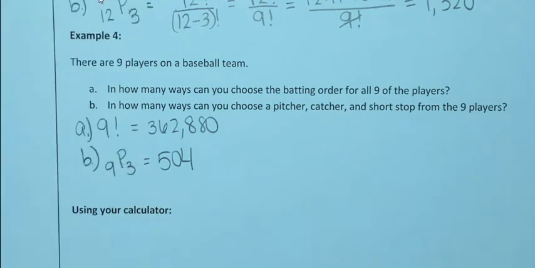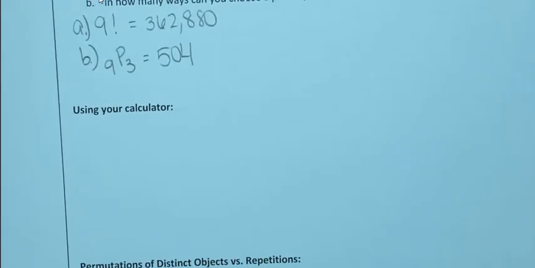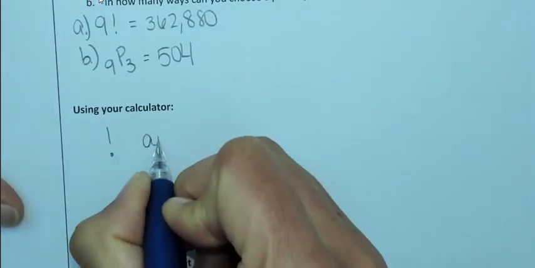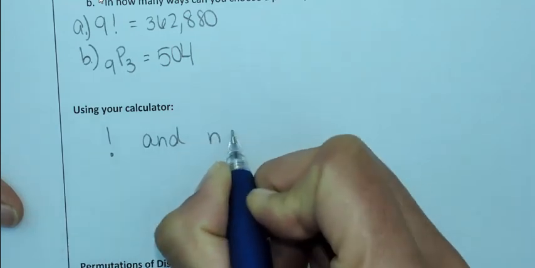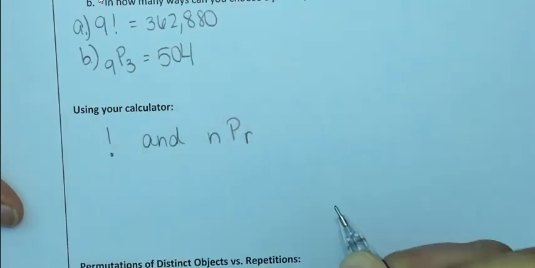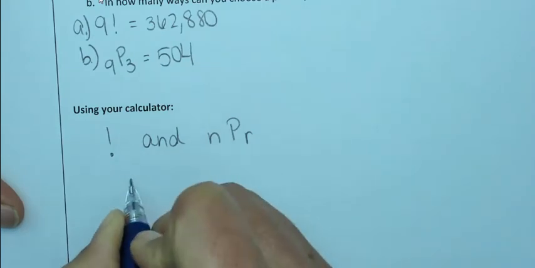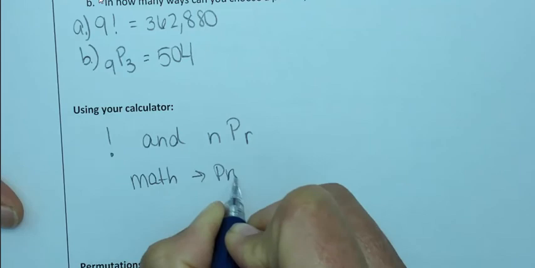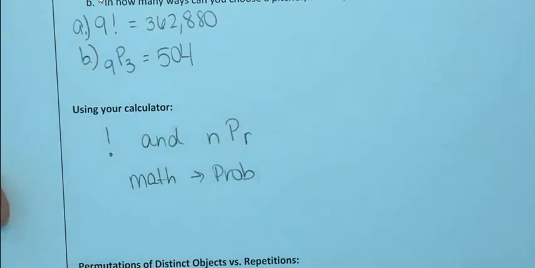Not too challenging, right? I guess it's going to be really important then that you write yourself a note about how you use your calculator. So both permutation and the nPr are found by going to math and then probability. Okay?